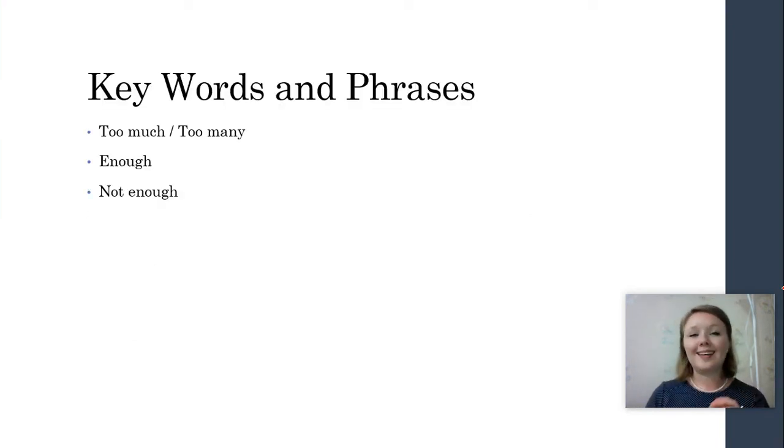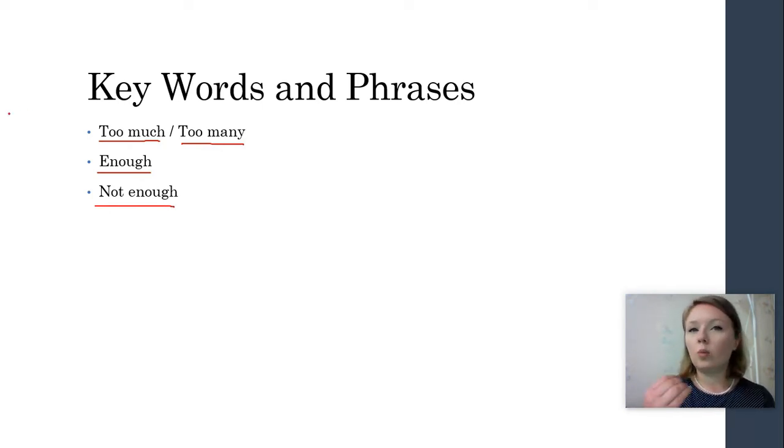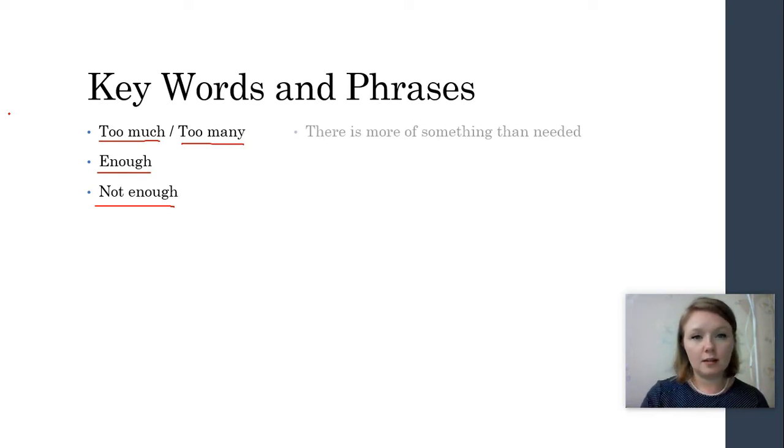These are our key words and phrases. We're going to talk about the words or phrases too much and too many, enough and not enough. So let's go ahead and look at what these mean. If I have too much of something or too many of something, it means there's more of something than needed.